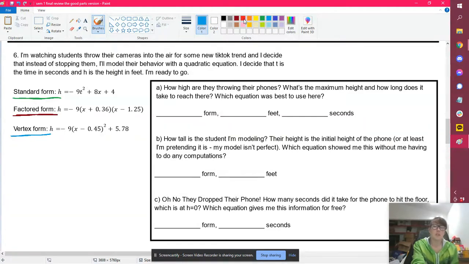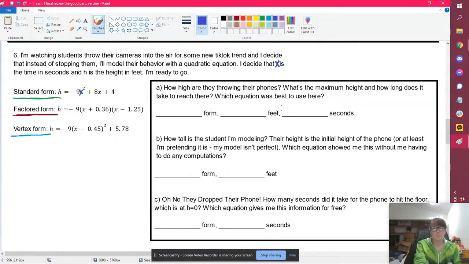Okay, so this is like a story problem where I say I'm watching students throw their camera into the air for a new TikTok trend. This is the one where it's in slow motion and you want to flip your phone or whatever. And I decide that instead of stopping them, I'm going to write a bunch of quadratic equations because I'm a dork. I've decided that x is the time in seconds. I need to change that because I wrote x's all over the place. It's fine, but if it's t on the final, just replace them with x's in your mind. And h is the height in feet.